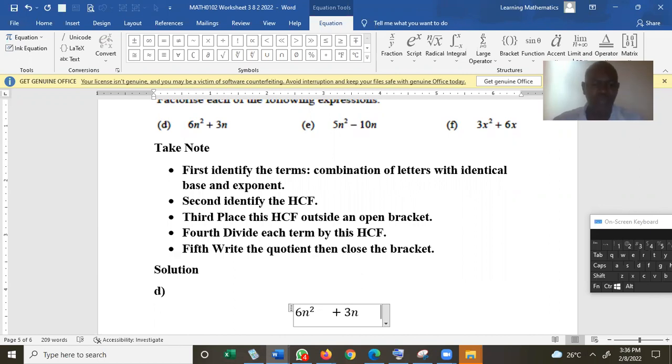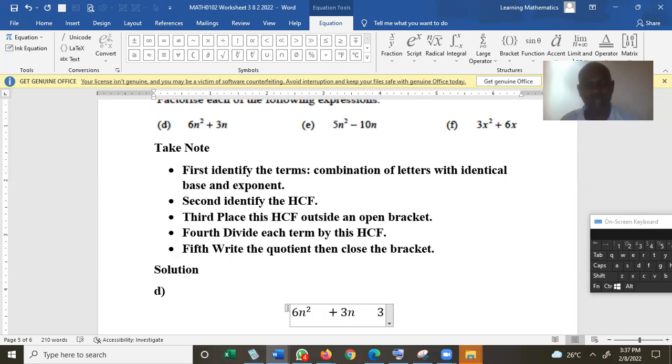So we first have to look at the coefficients, meaning the numbers, 6 and 3. The highest common factor of 6 and 3 is 3. 3 can go into 6, 3 can go into 3. Then n squared and n. N is repeated.